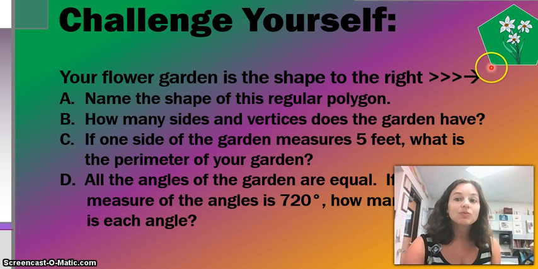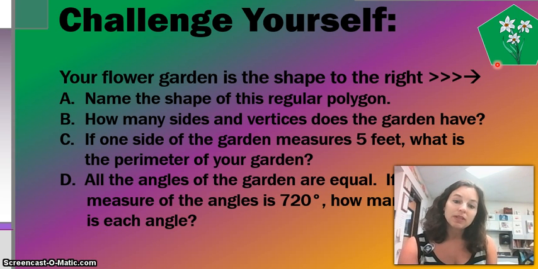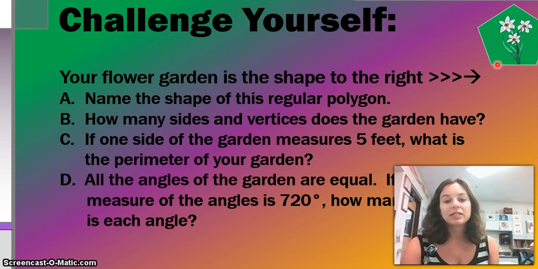So since this is a regular polygon, if one side is 5 feet, they're all 5 feet. We find perimeter by adding. Make sure to place your label there. And all of the angles of the garden are equal. If the total measure of the angles is 720 degrees, how many degrees is each angle?